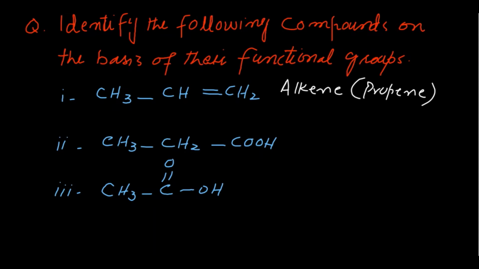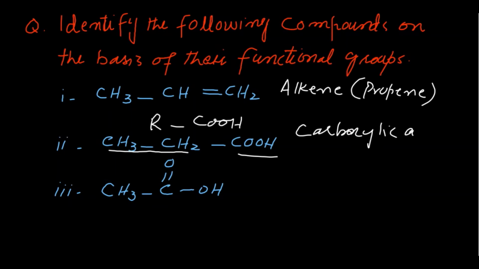Now the next molecule which is given, here we can notice this is the alkyl part attached with COOH, the carboxylic group. Dear students, we know very well that organic compounds which contain a carboxylic group are known as carboxylic acids. So this compound is a carboxylic acid since it contains a carboxylic group. Since there are 3 carbon atoms, this is propanoic acid.